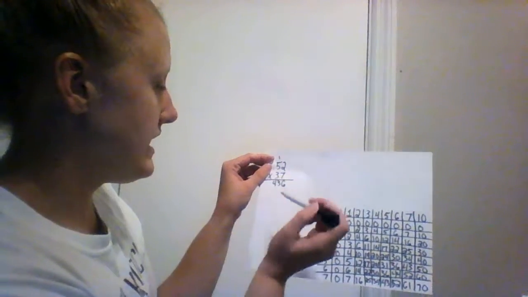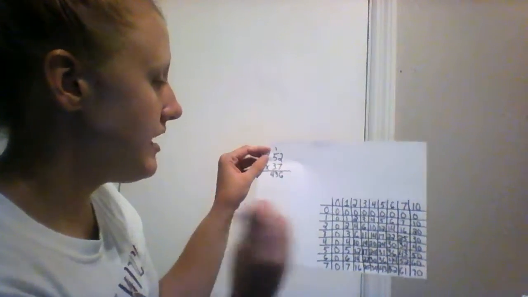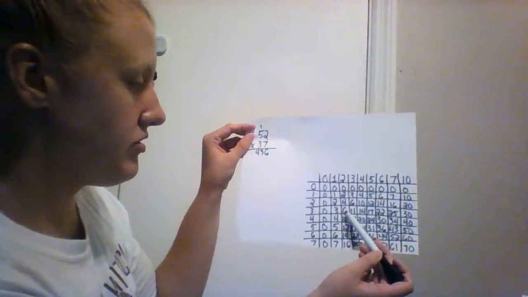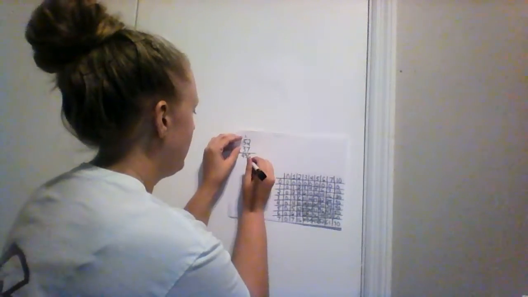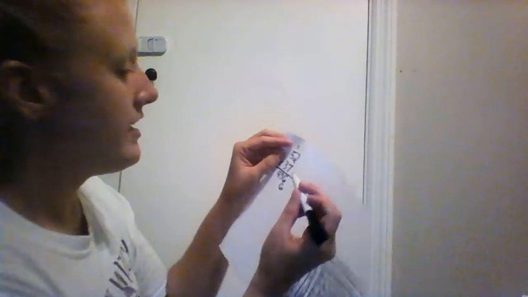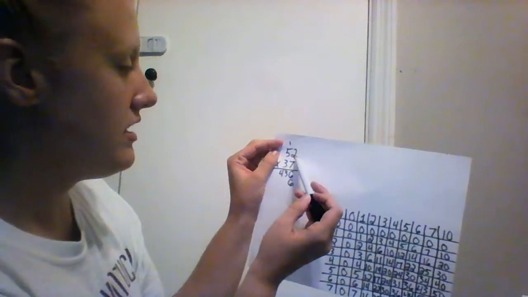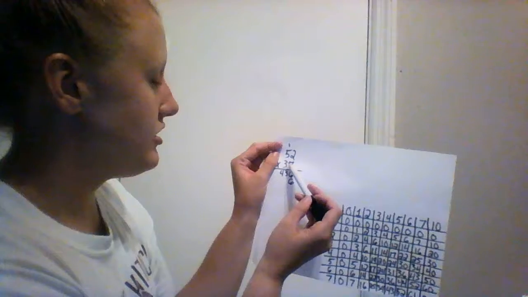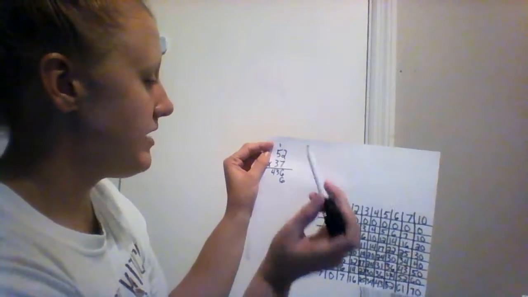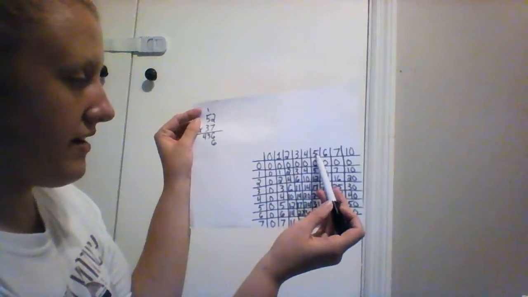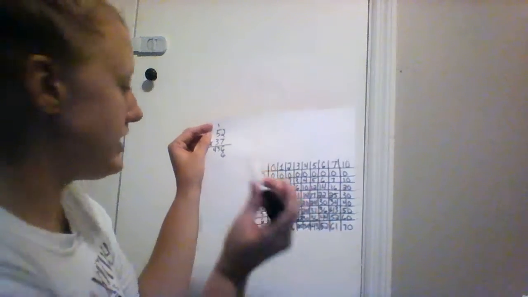And then we do the same thing. So 2 times 3, which is 6. And then 5 times 3, so we go to 5 and then go down to 3, which is 17.